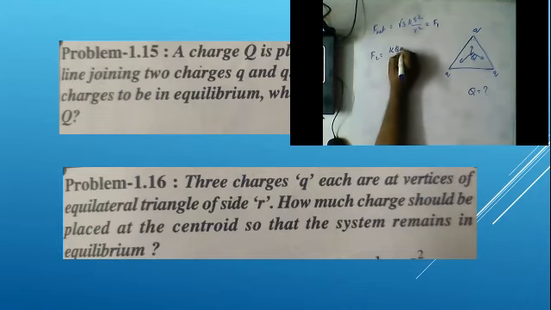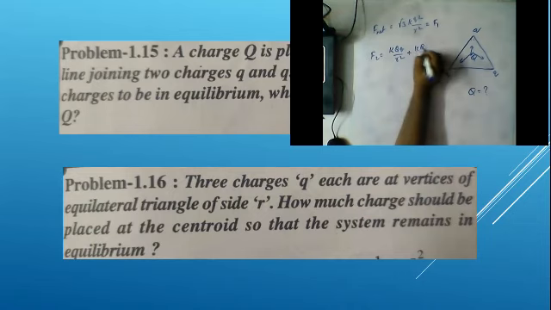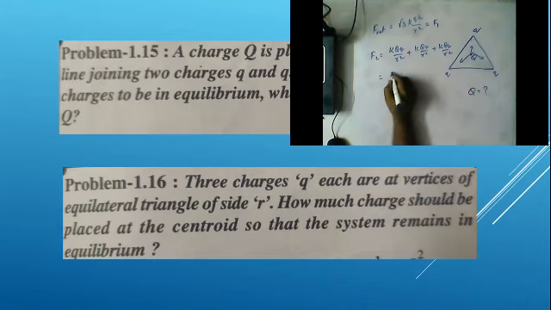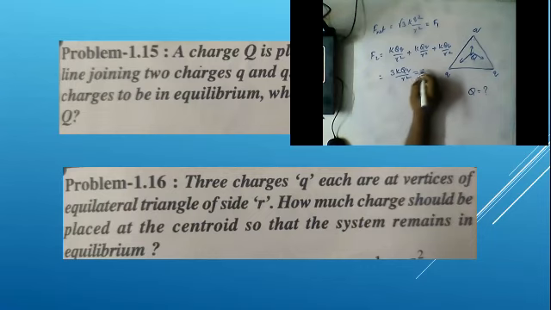K into capital Q small q by R square plus K into capital Q small q by R square and K into capital Q small q by R square, and ultimately what we are left with is 3K Q q by R square. This I'm considering as F2.